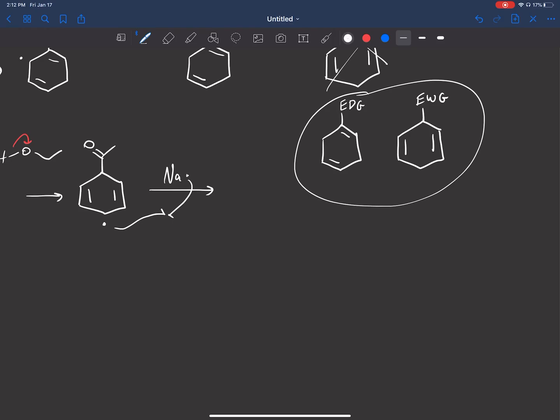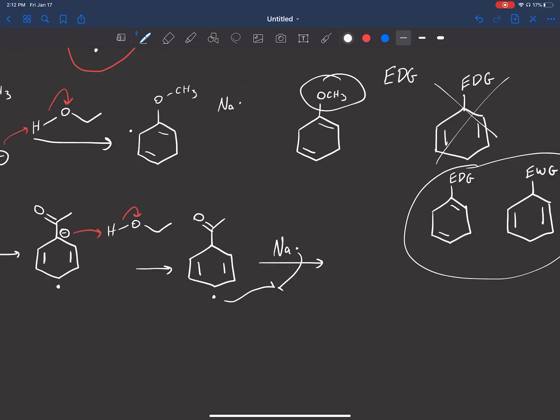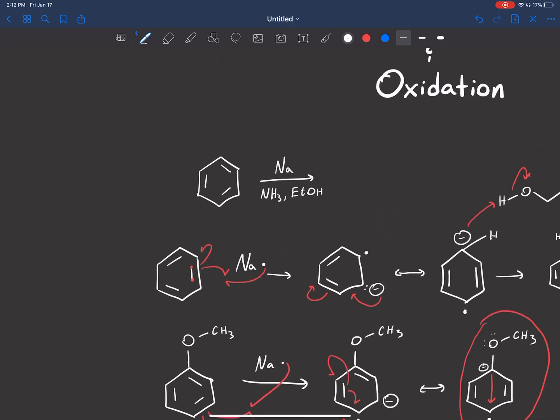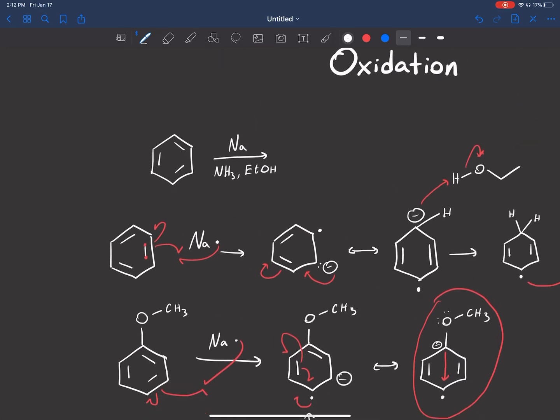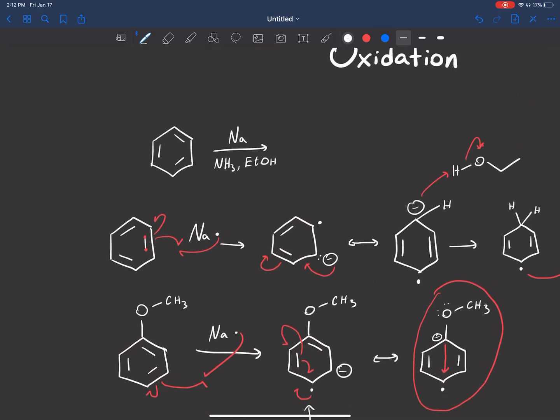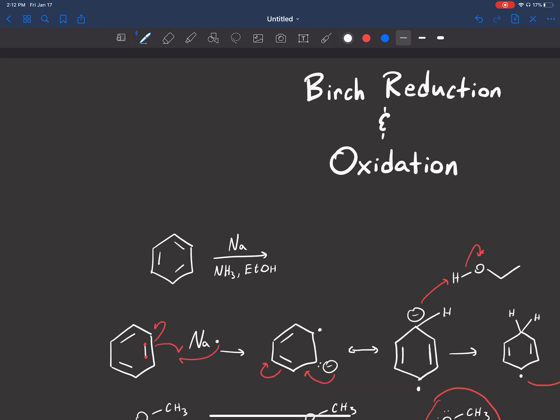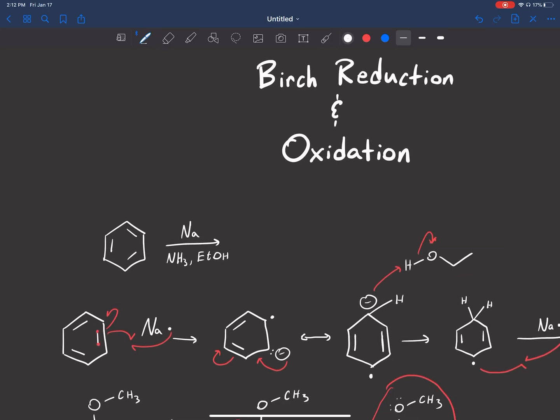So these are going to be the overall results of your Birch reduction. All right. So note the patterns, but it's a good idea to know the mechanism. And also, obviously, make sure you have the proper reagents down. Right, we don't want to get points off on a synthesis question by not writing down a certain reagent. So that's going to be the end of the Birch reduction.